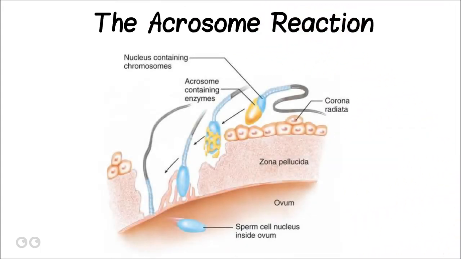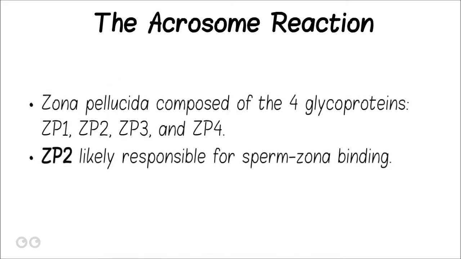When the sperm reach the oocyte, hundreds of the acrosomes erupt, releasing lytic enzymes that break down the glycoprotein matrix of the zona pellucida. The zona pellucida is composed of 4 glycoproteins, zona proteins 1, 2, 3, and 4. Zona protein 3 was long thought to be the primary ligand for induction of the acrosome reaction, but this has recently been disproved by new imaging technologies. It is likely, however, that it is in fact zona protein 2 that is responsible for sperm zona binding.